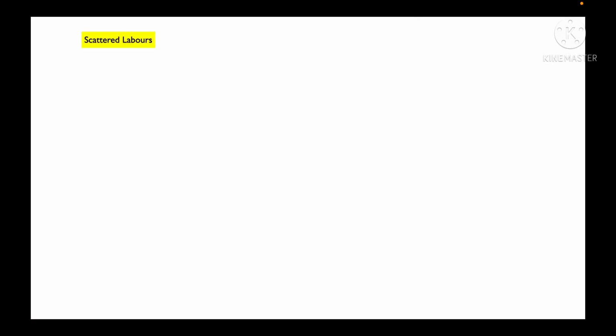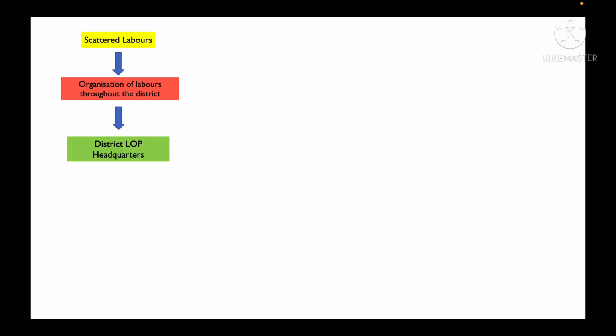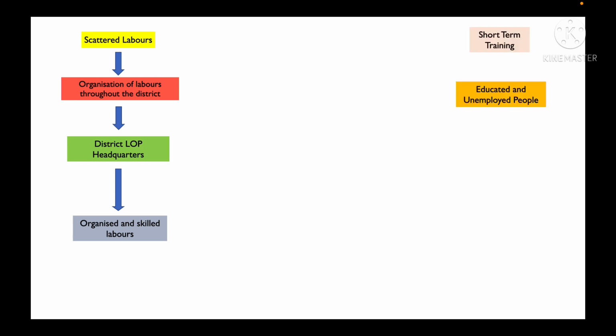The poorest among the poor in Sundargarh and throughout the nation are laborers, both agricultural and industrial. These laborers are scattered throughout the district. They work independently. We propose to organize the laborers throughout the district at the district LOP headquarters. At the headquarters, the laborers will be trained. For the training of laborers, we propose another sub-policy.